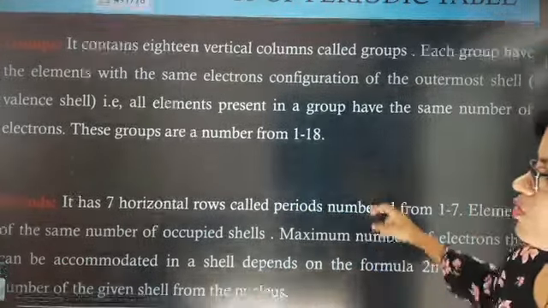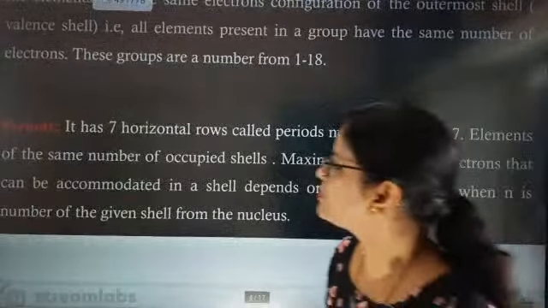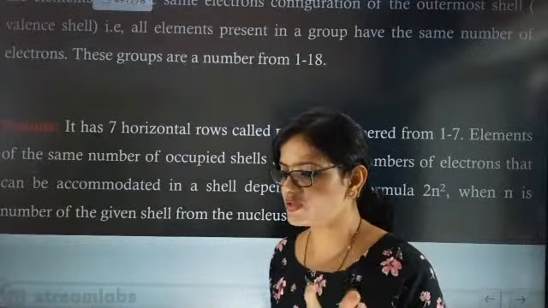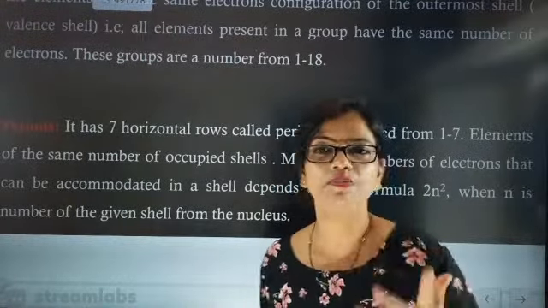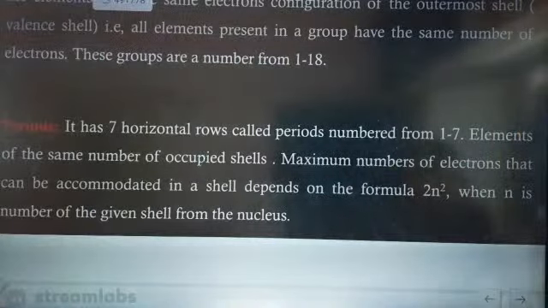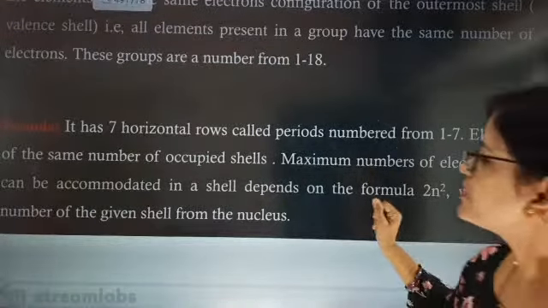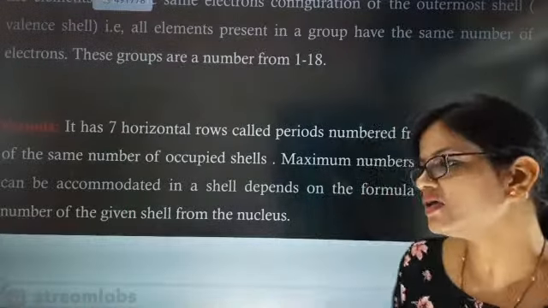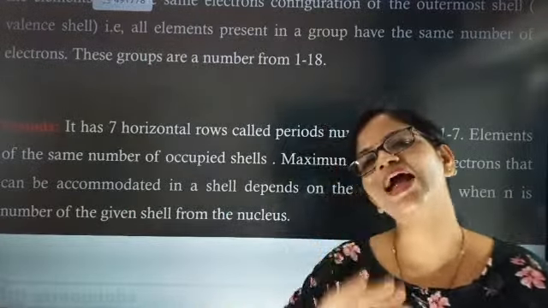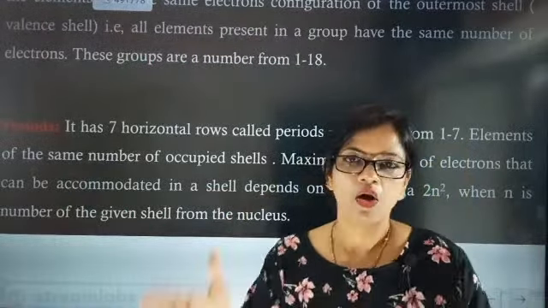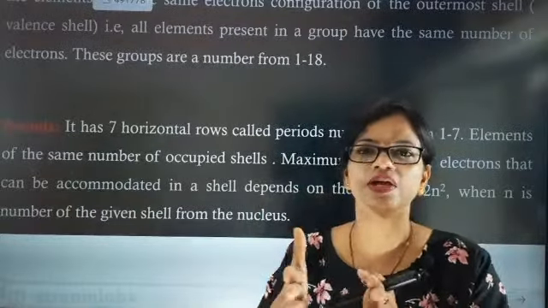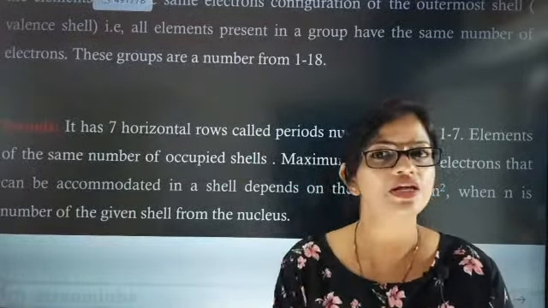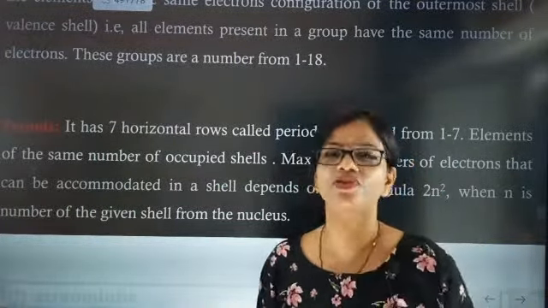Now periods we are going to know about. So exactly 7 horizontal periods will be there, and they will be numbered from 1 to 7. One important thing: when we talk about group and when we talk about period, what is the difference between a group and a period? A very massive difference is there.